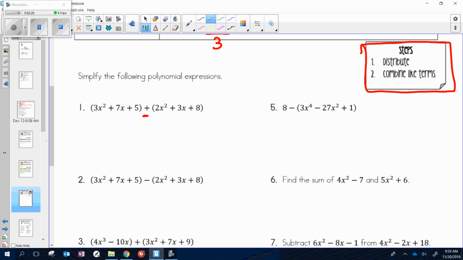Well, in question 1, I'm adding, so I'm distributing a positive 1, which means I don't need the parentheses, and I'm just going to add. The second step is like terms. Make sure you combine the like terms. So our like terms in this case would be a 3x squared plus a 2x squared. That gives me 5x squared. All you're doing is adding your coefficients. Now I have a 7x plus a 3x, which is going to give me 10x. And lastly, I have a 5 and an 8, which is going to give me a plus 13.